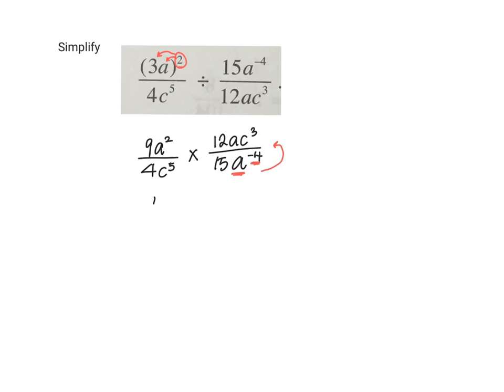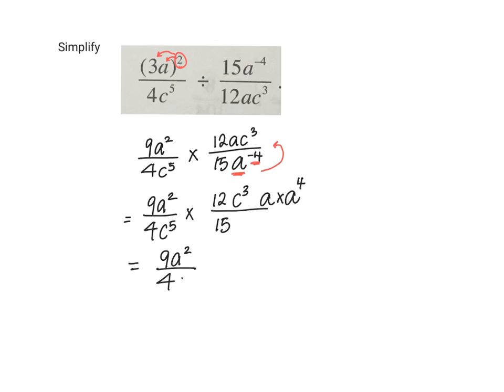So we'll keep this as 9a squared over 4c to the power 5. Multiply. I'm keeping my 12c cubed, keeping my 15. But my a was originally in the numerator. A to the power negative 4 shifted up becomes a to the power of positive 4 now. And simplifying, we will have 9a squared over 4c to the power 5 times 12a to the power 5 c cubed over 15.